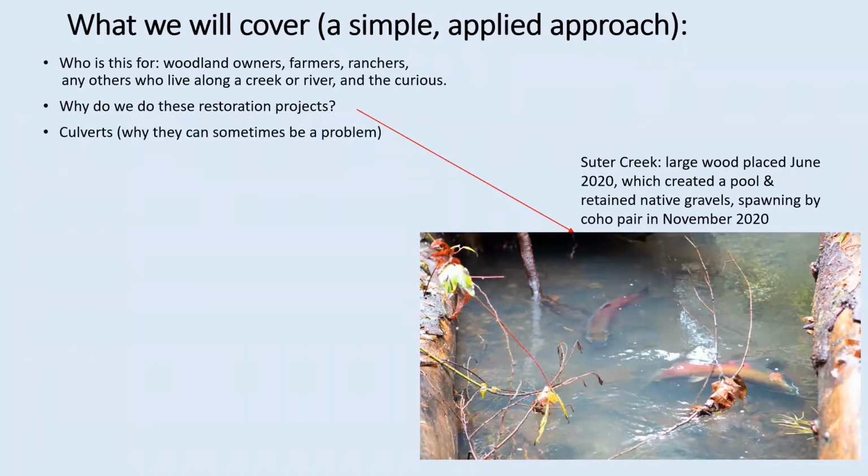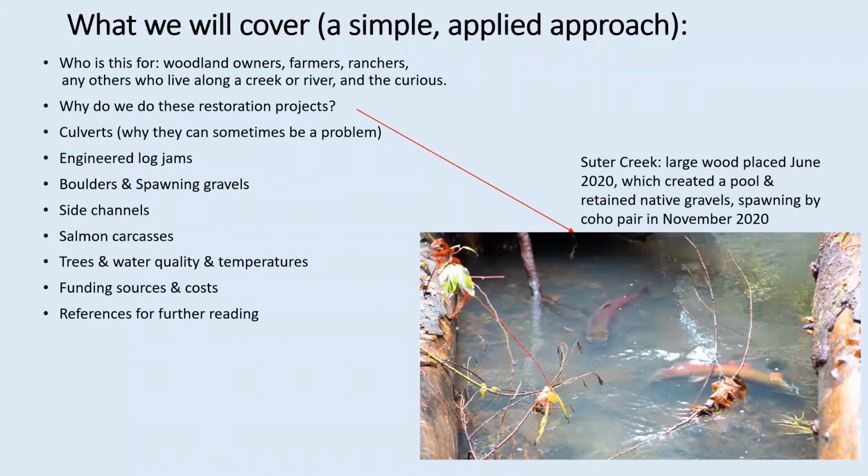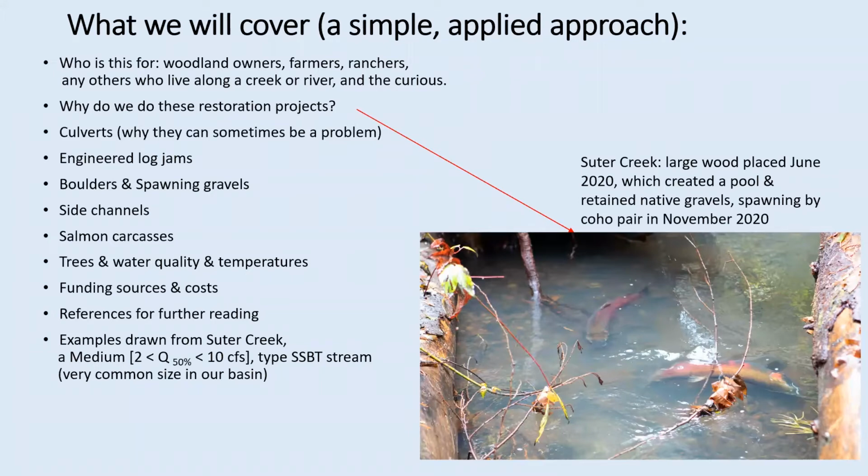Then we'll talk about culverts and why they can sometimes be a problem, engineered log jams, boulders and spawning gravels, side channels, salmon carcasses, trees, water quality and water temperatures, funding sources and costs, where you can get some money to do this work on your place, and references for further reading. The examples again are drawn from our creek, which is known as Suter Creek.